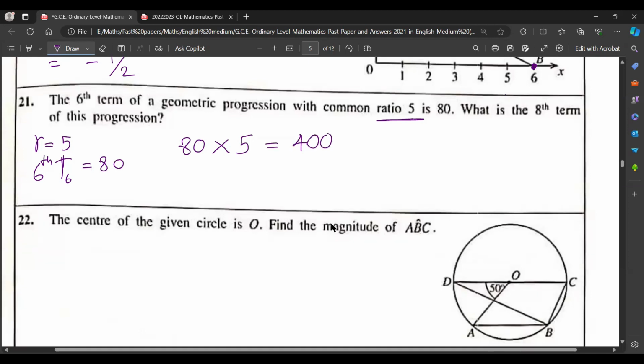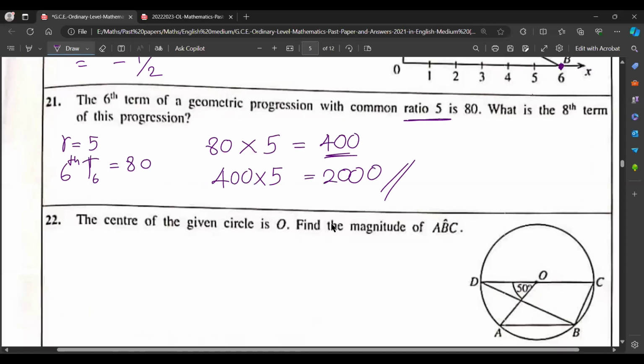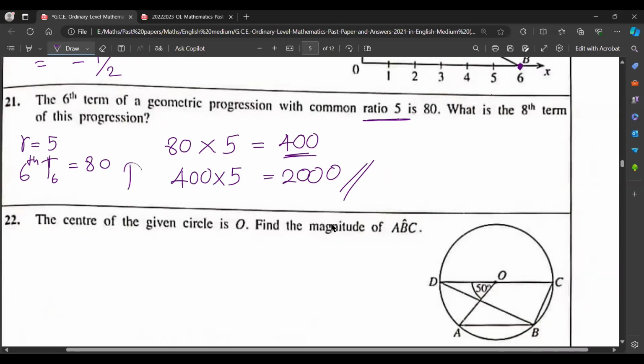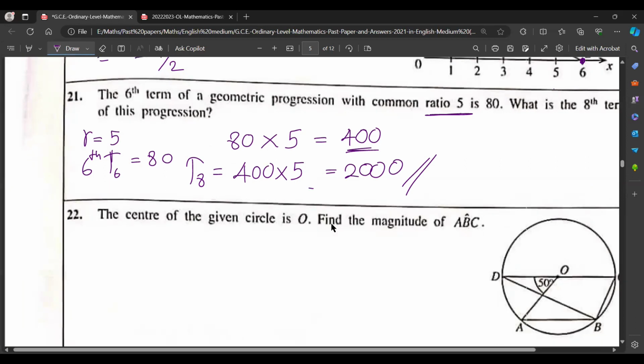The 8th term should be what? The 7th term is again multiplied by 5, so 400 times 5 is 2000. So the 8th term should be 2000. This is the easiest way. T8 equals 2000. If they ask for the 9th term, again 2000 should be multiplied by 5, which is 10,000, and the 10th term, 10,000 multiplied by 5. Like that, okay?